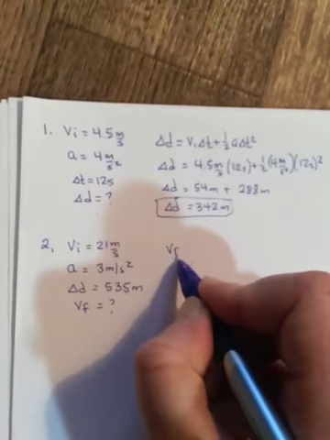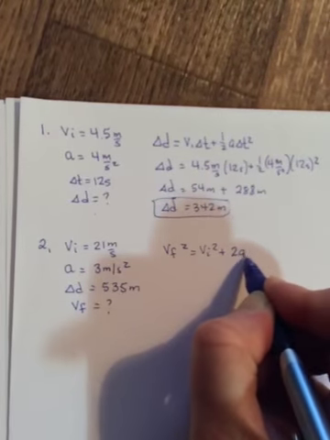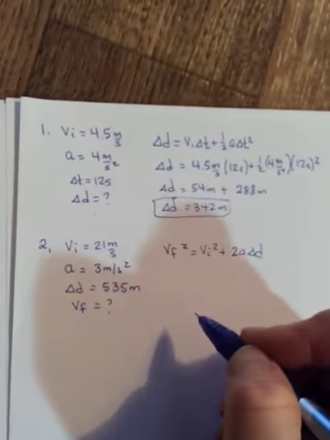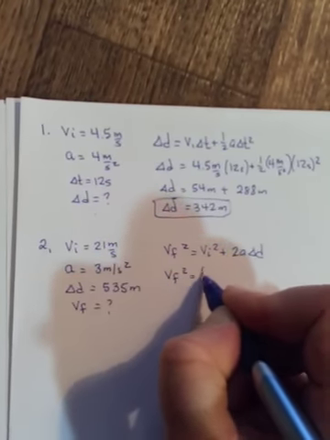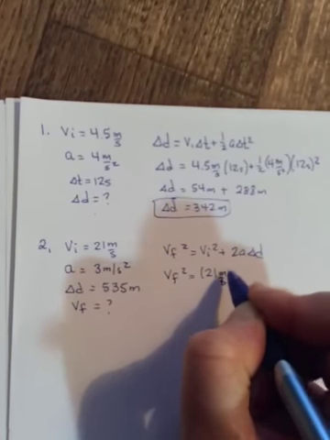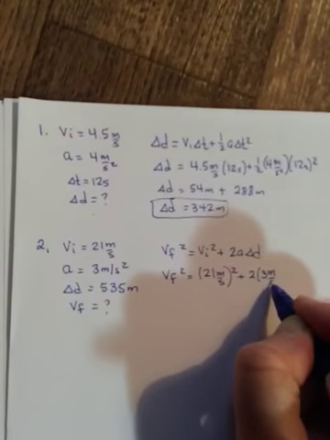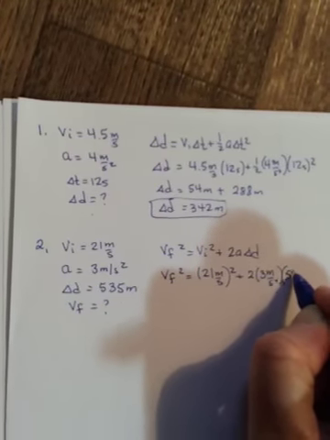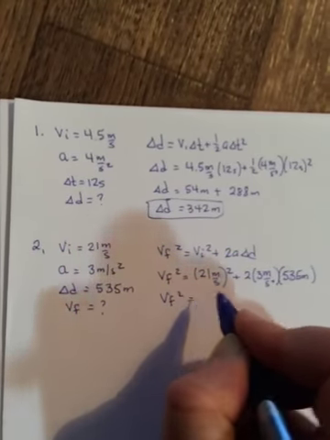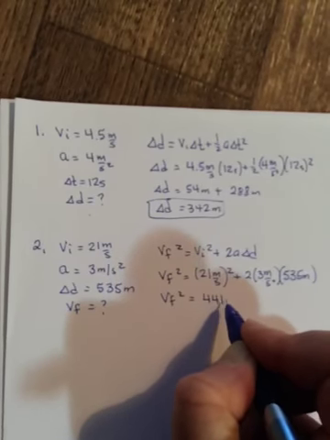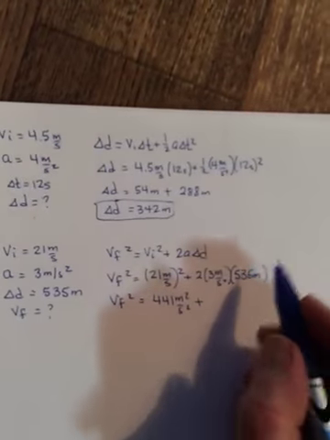So what equation do we have that has a VF, an A, a VI, and a delta D in it? It would be our second new equation. VF squared is equal to VI squared plus 2A delta D. But you don't have to rearrange for VF. That's what you're looking for. So VF squared is equal to 21 meters per second squared plus 2 times 3 meters per second squared times 535 meters.